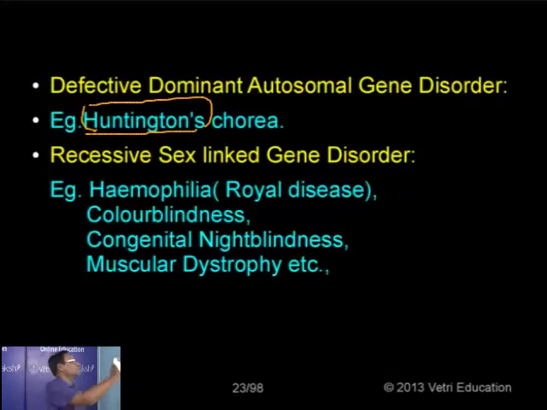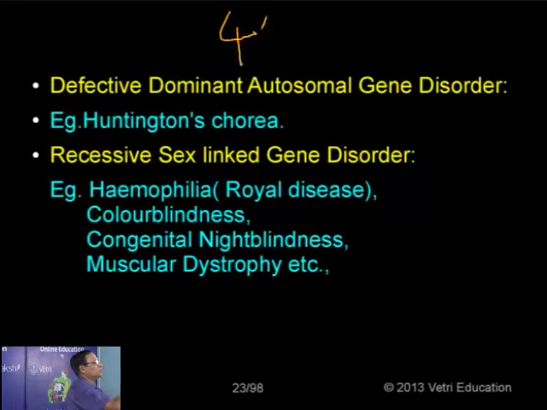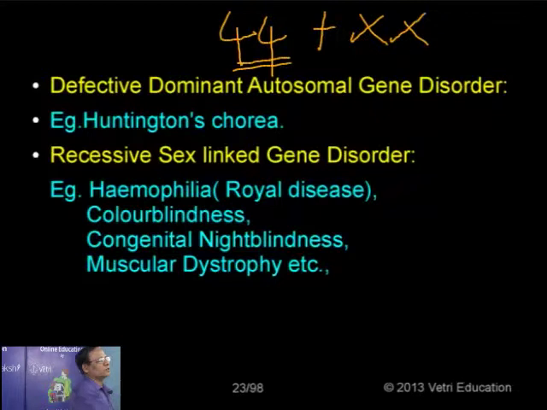So far I studied those genes located in the autosomes. Out of the 44 chromosomes, some genes in one of the 44 chromosomes cause the disorder. It may be a recessive gene or a dominant gene. The remaining two chromosomes, two X chromosomes in the case of female, and X and Y chromosomes in the case of male, are considered sex chromosomes.